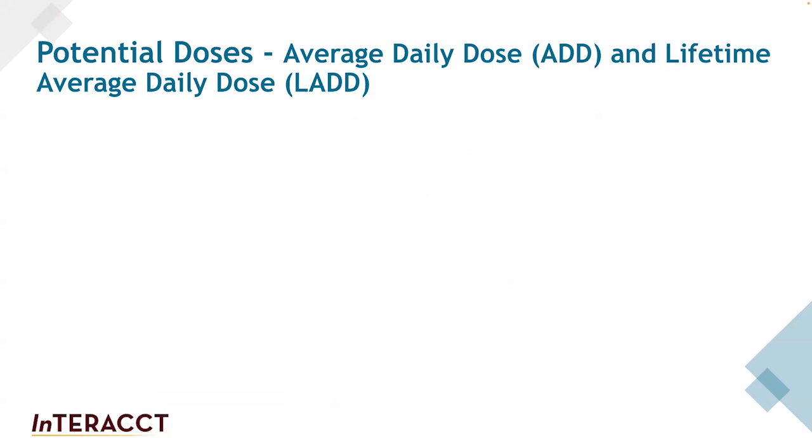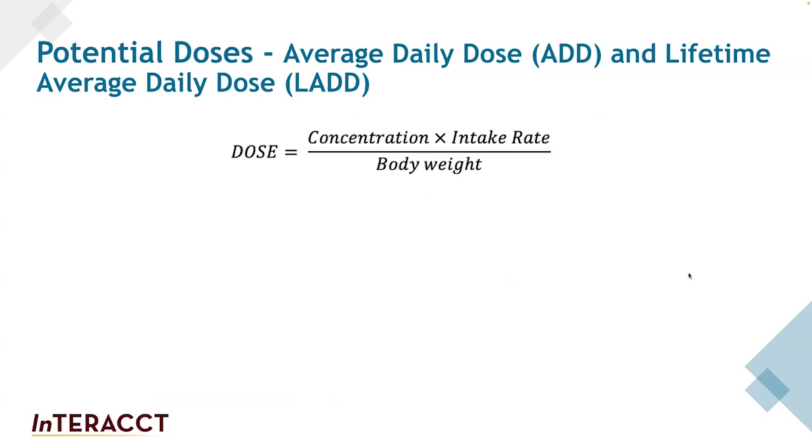In this slide, we introduce the concept of potential dose, a key step in assessing exposure. The dose is calculated using this basic formula. Dose equals the concentration of the chemical multiplied by the intake rate divided by the body weight. Once the potential dose is calculated, it helps us determine the type of health effects we're concerned with.